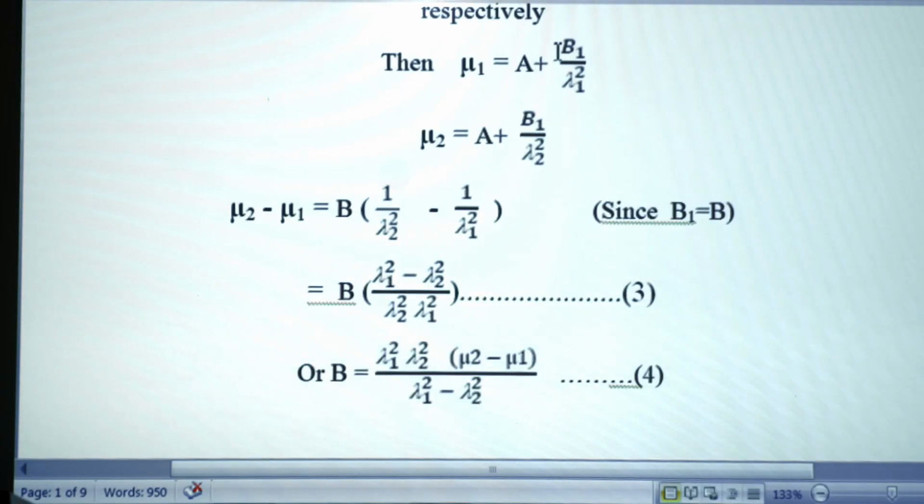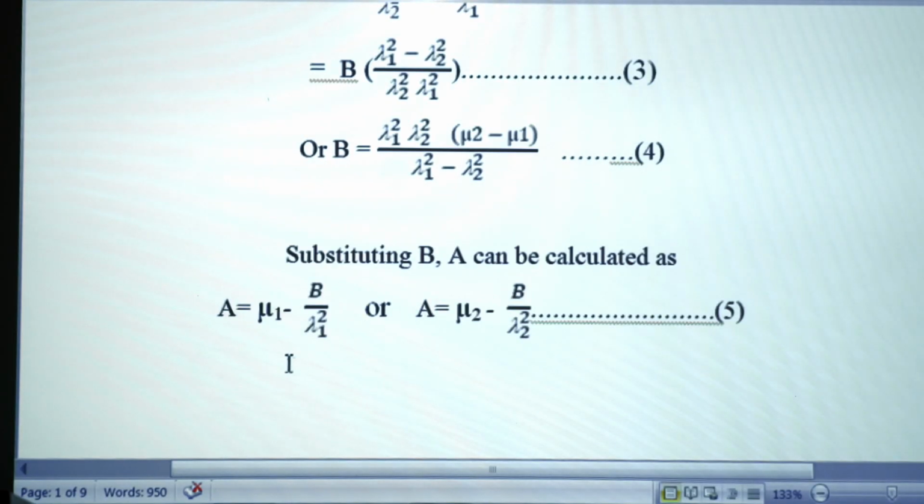For example, from the equation A is equal to mu 1 minus B by lambda 1 square. So we know the value of B and lambda 1, then we can determine the value of A, that is mu 1 minus B by lambda 1 square, or A is equal to mu 2 minus B by lambda 2 square. Then we take the mean value of A, the constant A. So we obtain the Cauchy's constants B and A.